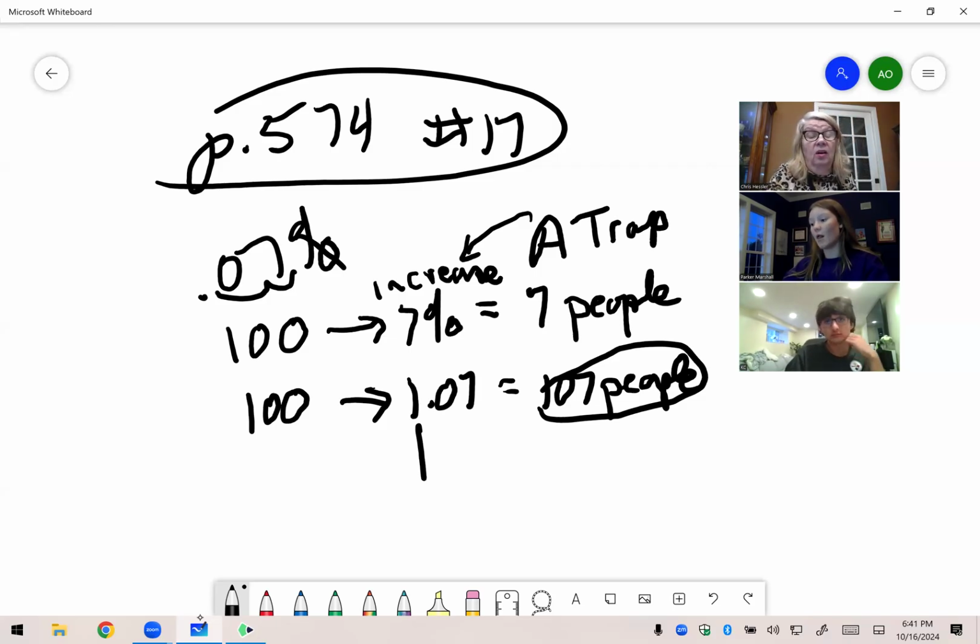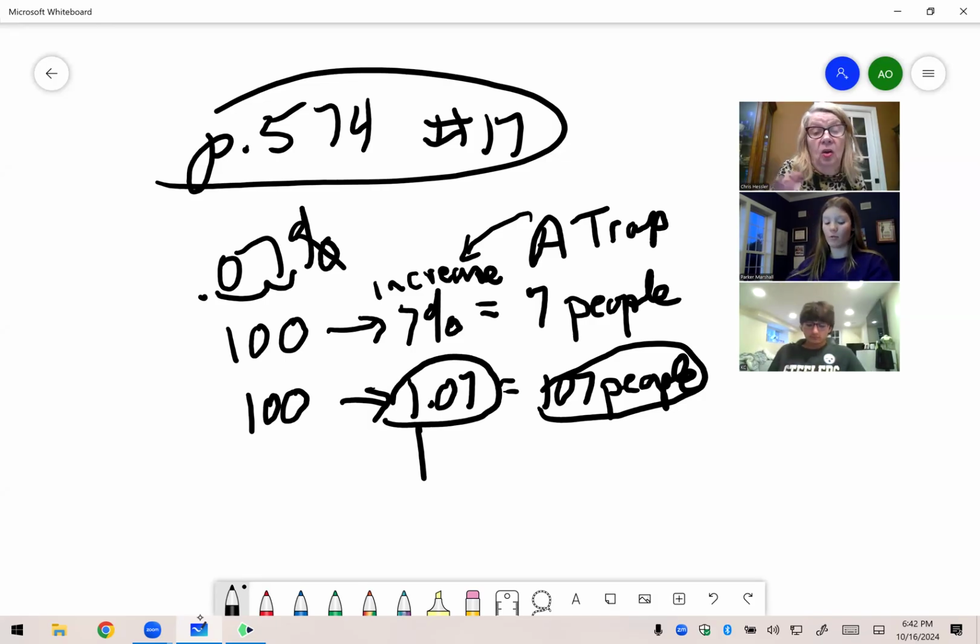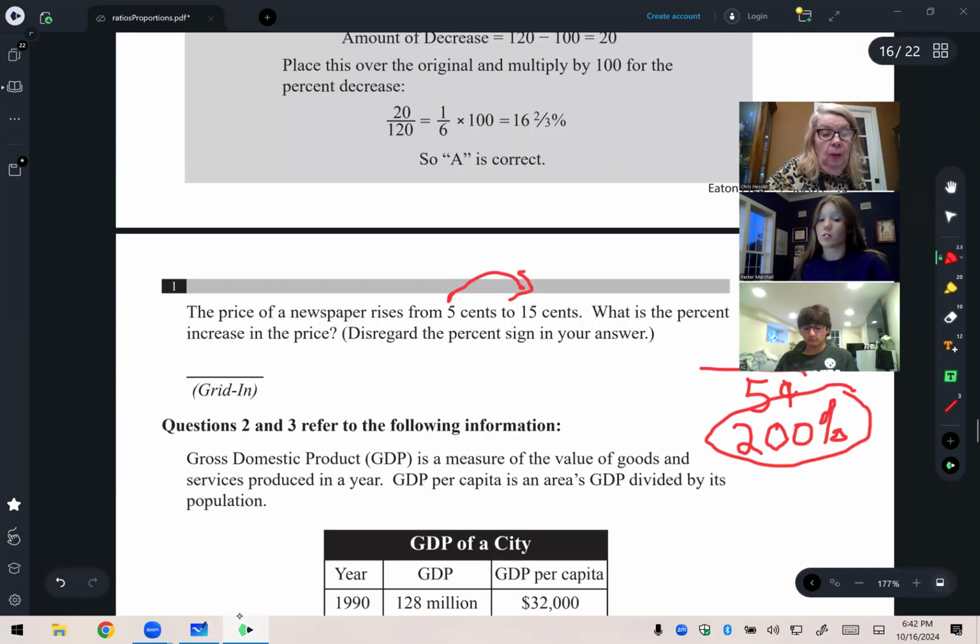So a lot of kids who haven't done percents in a while, a lot of people would pick A. I'm glad we covered that one, because that could be on his test tomorrow. Yeah, but he's got it. Okay. All right. So we're all good. We multiply by 1 to get the total amount. Okay, back to the packet.